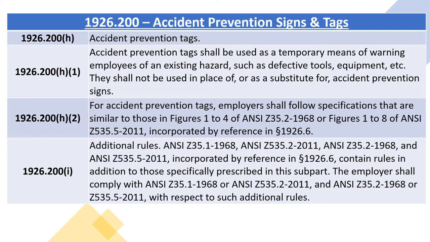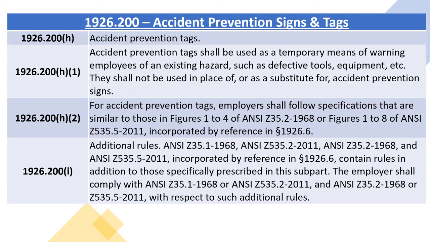1926.200(h), Accident Prevention Tags. 1926.200(h)(1), Accident Prevention Tags shall be used as a temporary means of warning employees of an existing hazard, such as defective tools, equipment, etc. They shall not be used in place of, or as a substitute for, accident prevention signs.